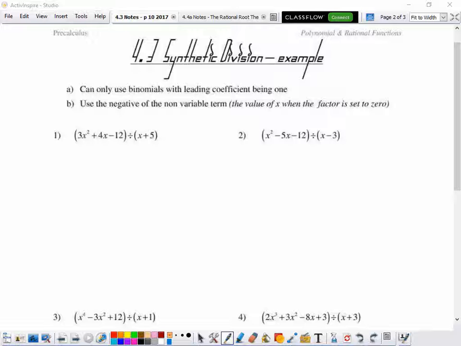So when you're going to use synthetic division, you can only do that if in the binomial you're dividing by, the lead coefficient is 1. If you've got anything other than a 1 there, you cannot use synthetic division. You have to use long division.